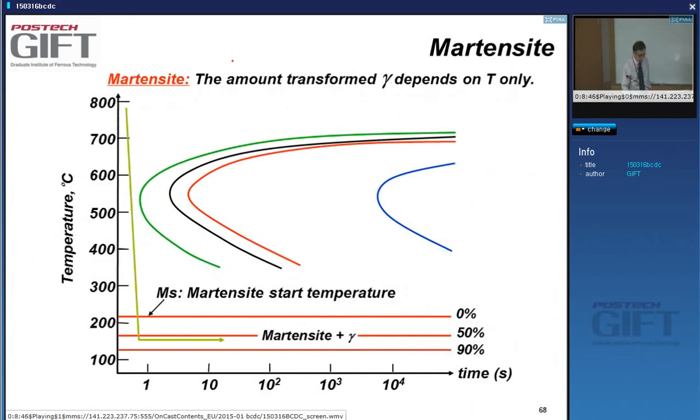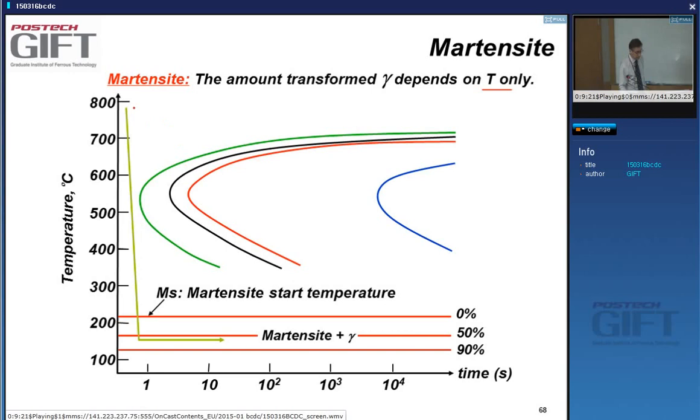Now, the martensitic transformation in steels, certainly in engineering steels, the kinetics depend only on the temperature, not on time. We say that this kind of transformation is called an athermal transformation. What does this mean? You remember the transformation to perlite.